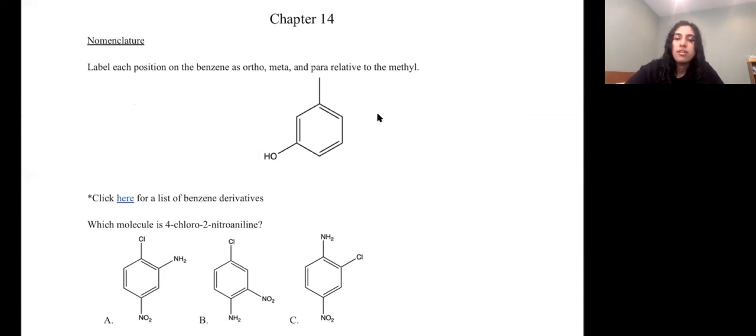Okay, so chapter 14. Chapter 14 is going to be mostly IUPAC, and then also he's going to give you a list of cyclic molecules and then ask you which one is aromatic. So that's the important stuff for this chapter. But on a benzene, there's 3 important positions, ortho, meta, and para. So this is asking to label those relative to the methyl.